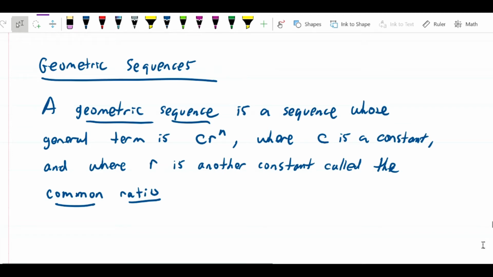So I want to mention a specific type of sequence, which is called a geometric sequence. This is something that comes up fairly frequently. A geometric sequence is a sequence whose general term is c r to the n, where c is a constant and r is another constant called the common ratio.